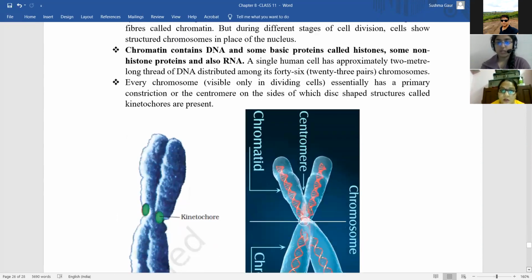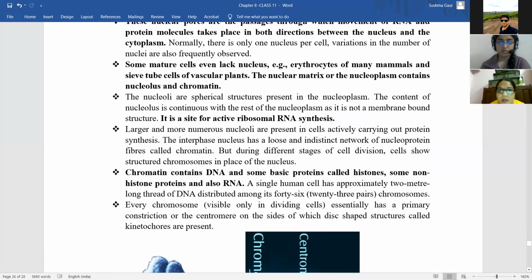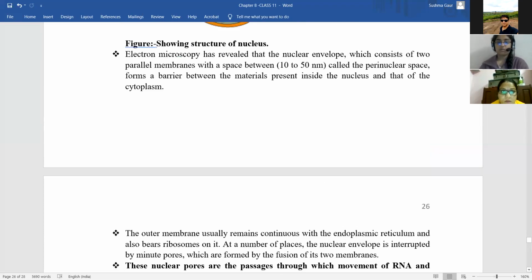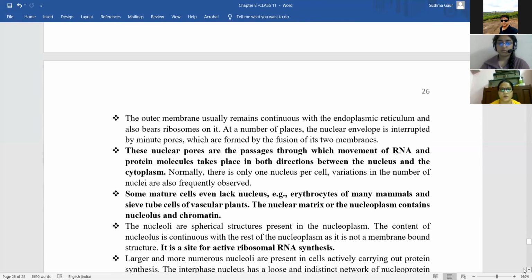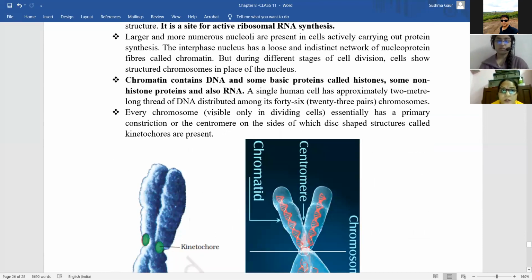Ma'am, the DNA part is not over. I see. I'll do it. Let me see from where I have to start. Nuclear space is over. Okay, so we have to start from here.